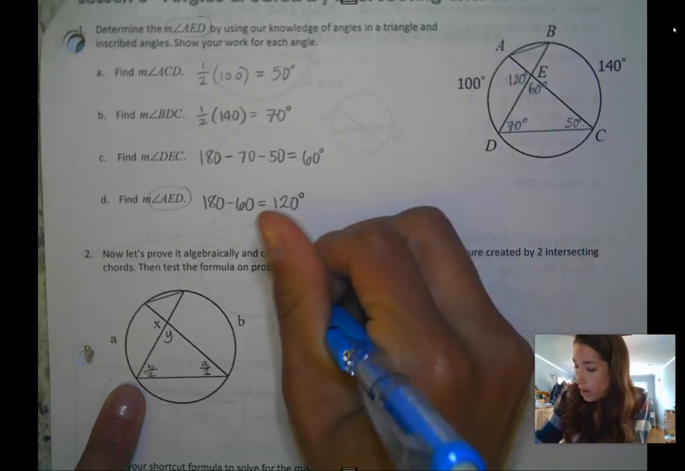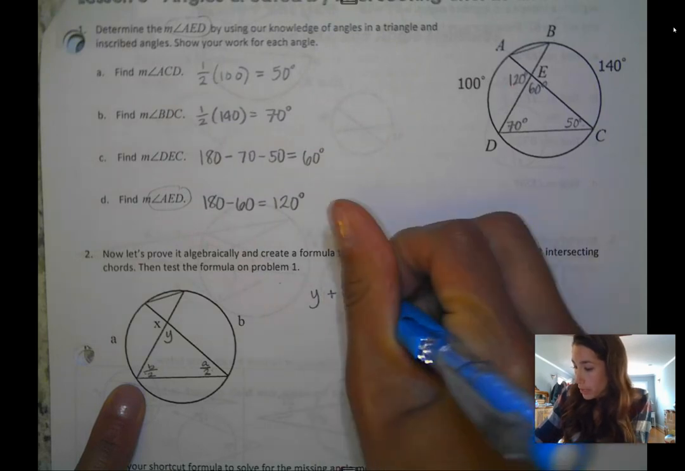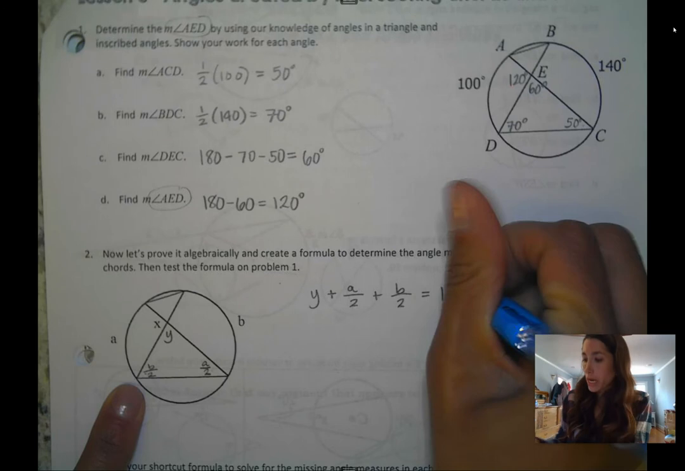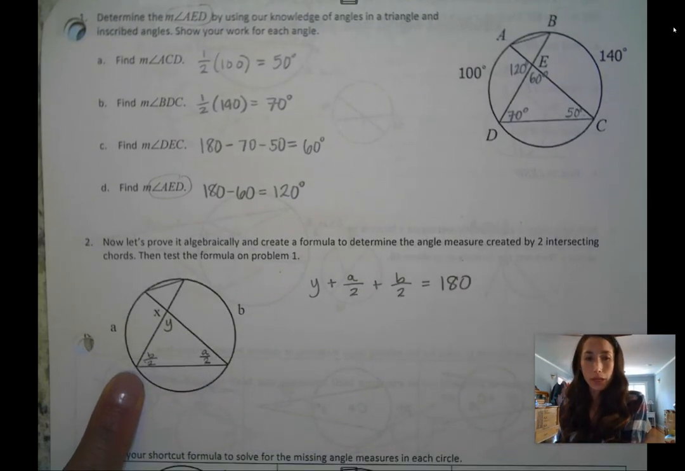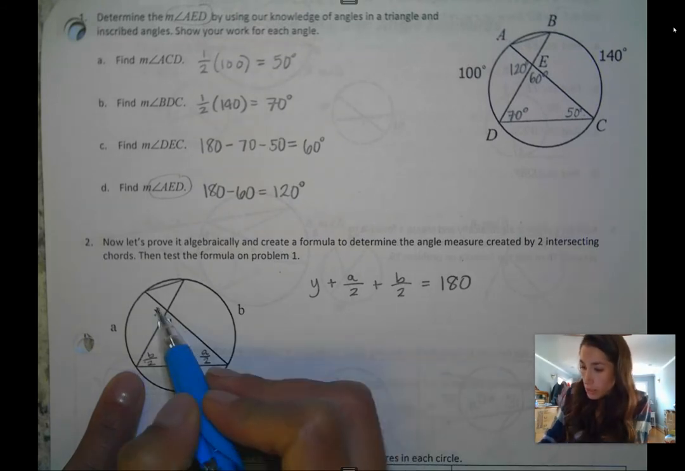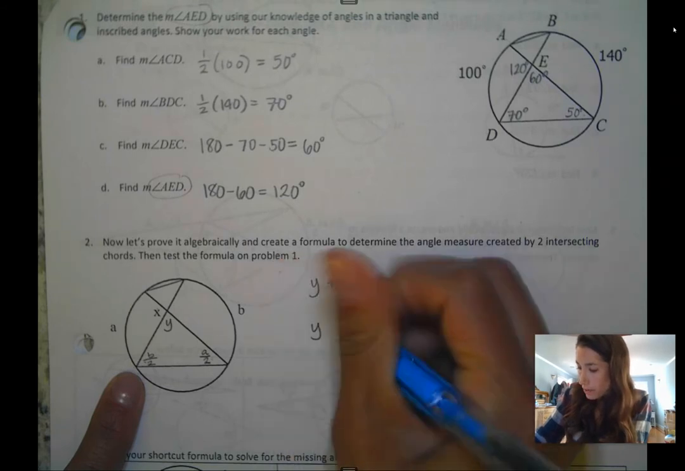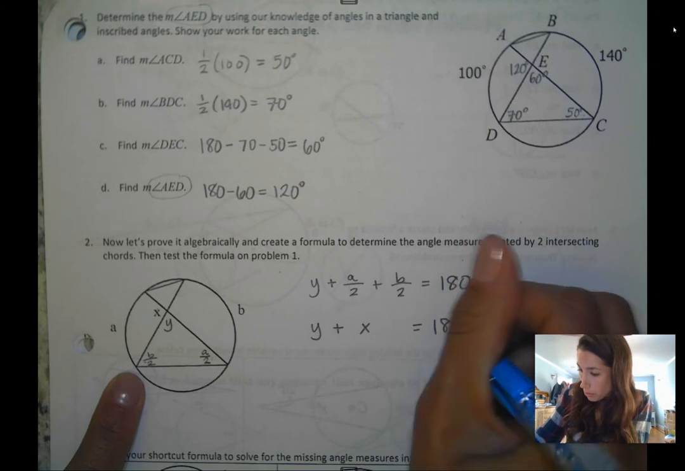So we can say Y plus A over 2 plus B over 2 equals 180. That's the three angles in our triangle here, adding up to 180. The other thing that we know that adds up to 180 are these two angles here. So Y plus X equals 180.